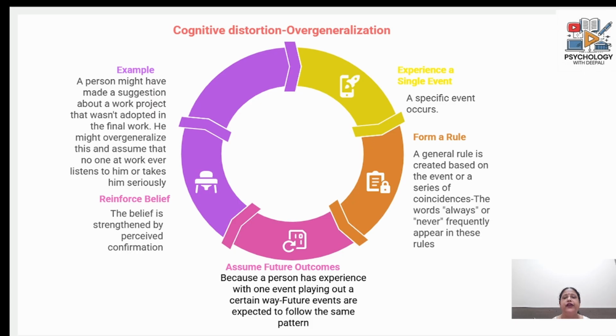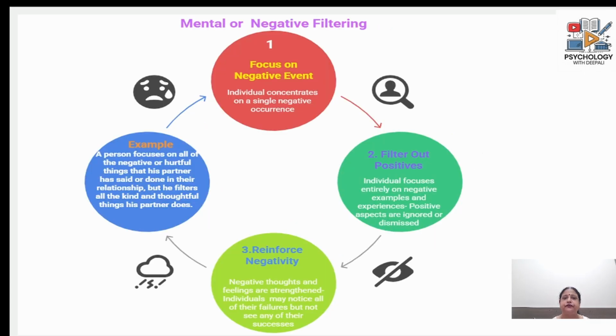Now, when that suggestion was not accepted in the final version of the project, he may start thinking where he overgeneralizes and assumes that no one at work ever listens to me or no one is going to take me seriously. My suggestions are never ever taken. So he's using one event and overgeneralizing, feeling that not only in this event, even in the future, nobody is going to listen to me and nobody is going to value my suggestions.